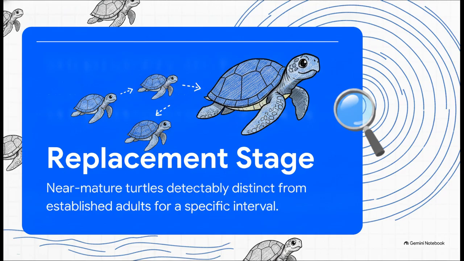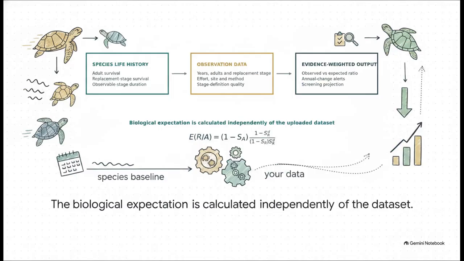What we want to see is a reliable, steady pipeline to future adults. And here is the really brilliant part of how this framework operates. The biological expectation, meaning exactly how many replacement stage turtles should exist per adult, is calculated completely independent of the dataset you upload. It relies purely on known life history traits, things like adult survival and the duration of that observable stage. So your uploaded data never actually alters this baseline. It simply tells the tool how your specific local population stacks up against it.